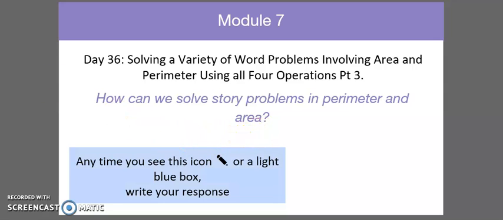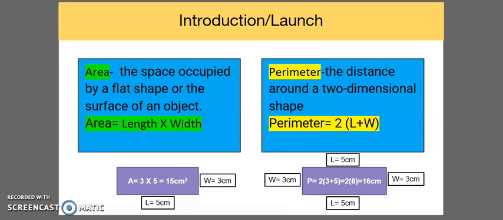Today's lesson will look at how we can solve story problems in perimeter and area. Before we get into today's lesson, we're going to look at what area and perimeter are. Area is the space occupied by a flat shape or the surface of an object, and we use the formula area equals length times width.